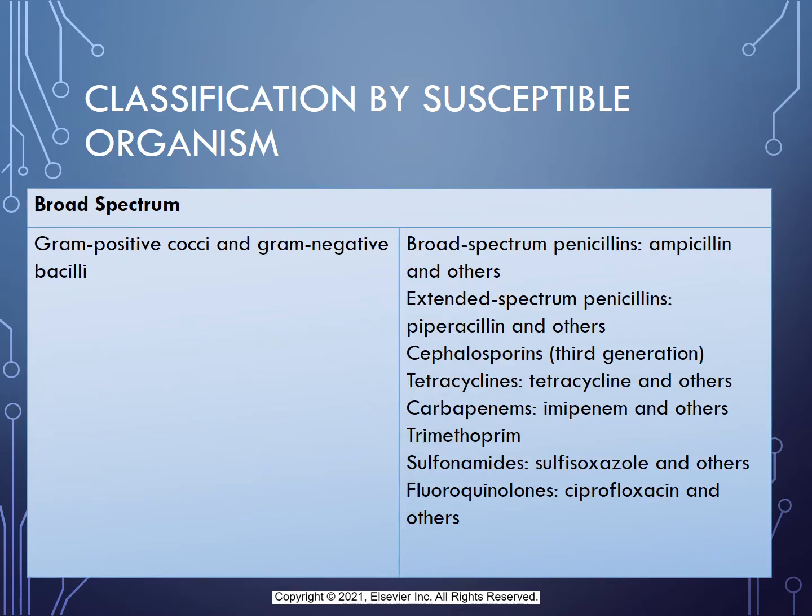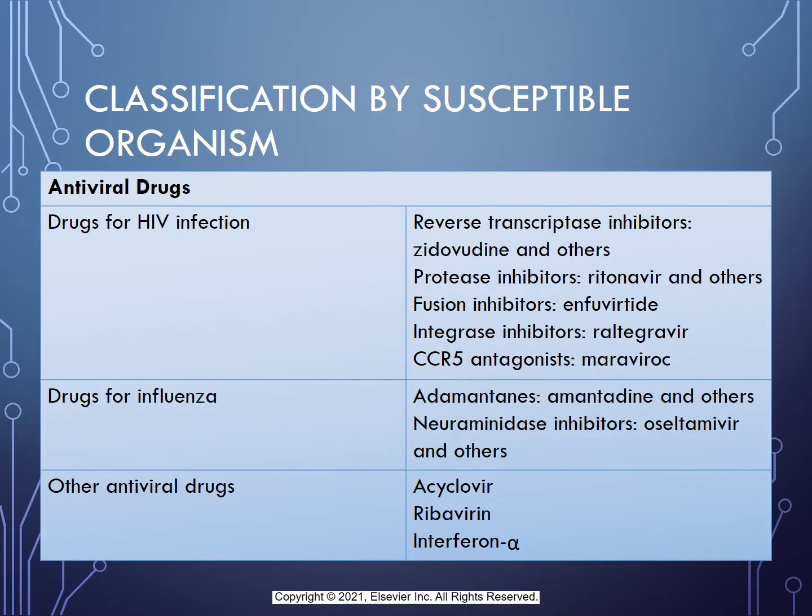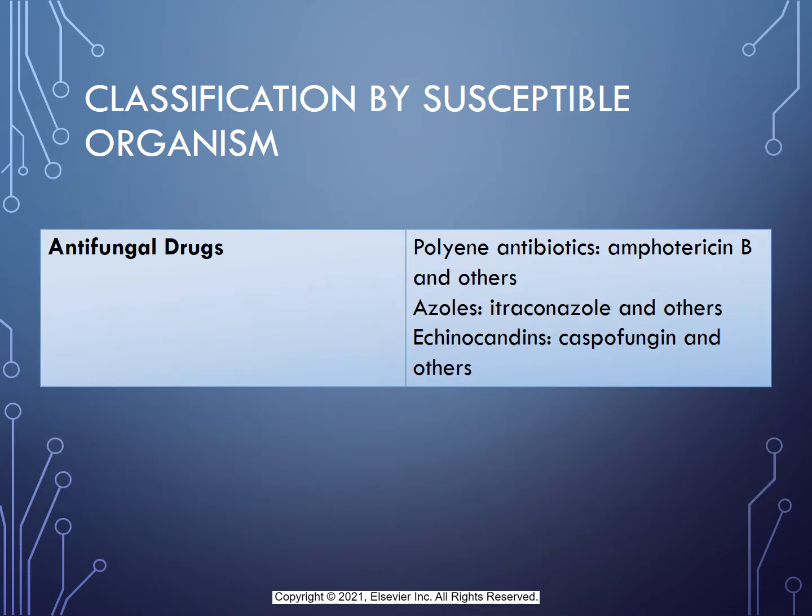This table describes the broad-spectrum antibiotic group classification, which, as you can see on the right, includes some penicillins, cephalosporins, tetracyclines, among others. This table discusses different antiviral drugs, some of which you might be familiar with, including acyclovir, among others. And lastly, we have the antifungal group classifications, which includes the azoles, which you may be familiar with.